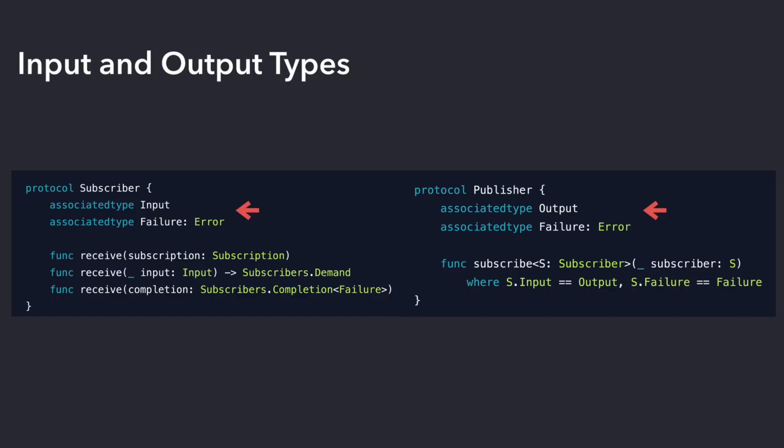But let's first of all have a look at some special subscribers that really take this burden from us, because there are two special subscribers. The first one is called sink. Sink takes two closures. The first closure executes when it receives subscribers completion, which is an enumeration that indicates whether the publisher finished normally or failed with an error. The second closure executes when it receives an element from the publisher.